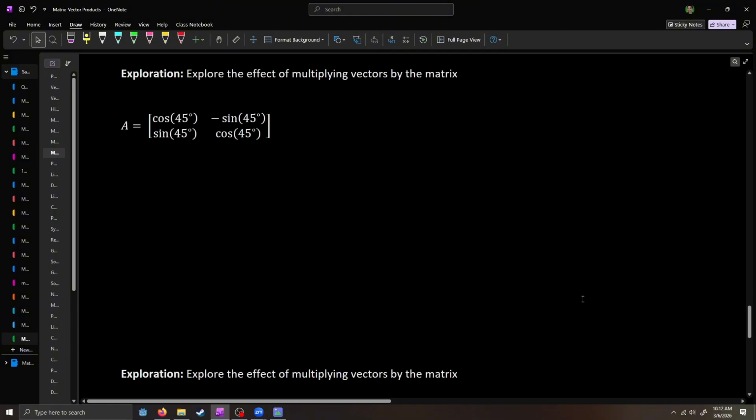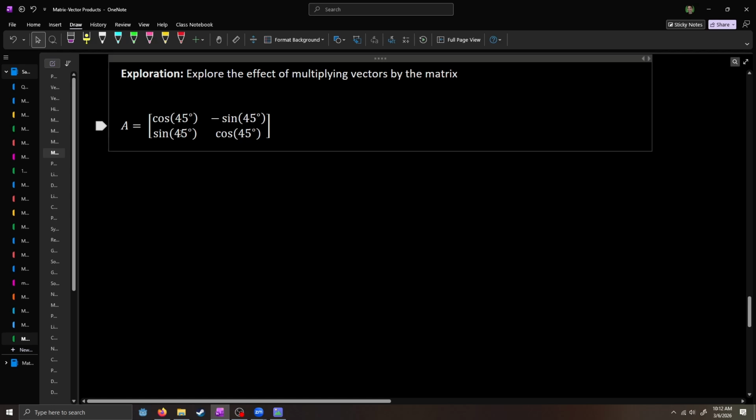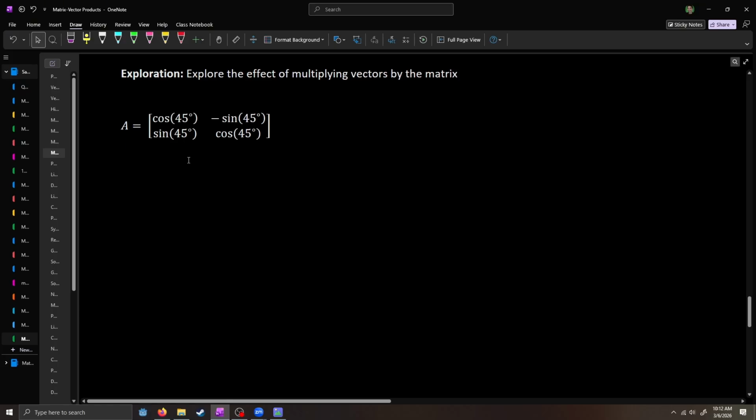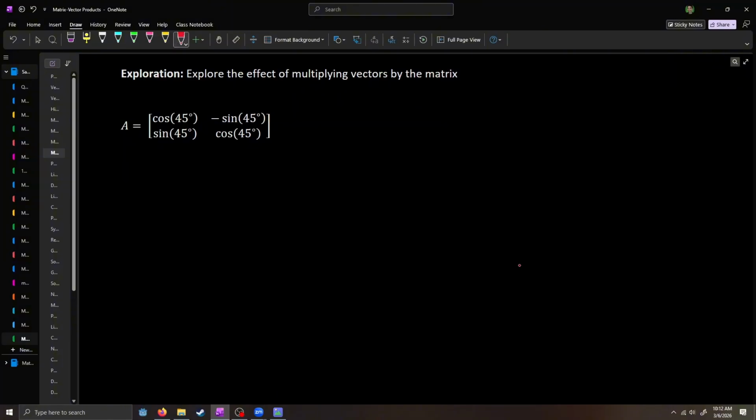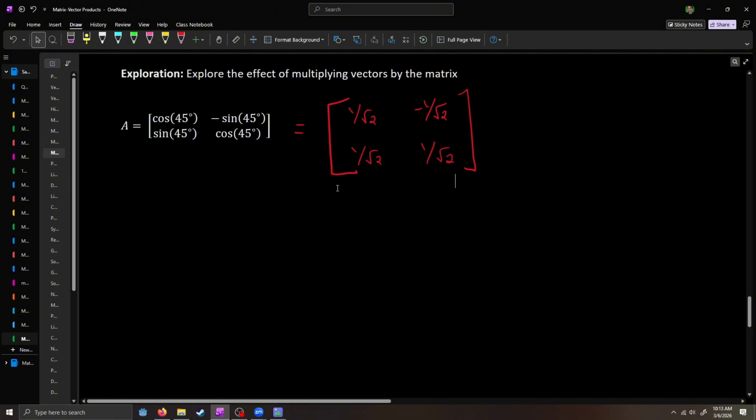Let's explore the effect of matrix multiplication by another matrix here. A equals cosine 45 degrees, negative sine of 45 degrees in the first row, and then in the second row, sine of 45 degrees positive, cosine of 45 degrees positive. Now, using the unit circle, you could also express this in the form 1 over root 2, negative 1 over root 2, and then moving to the next row, 1 over root 2, positive 1 over root 2. This would be equivalent to the matrix A that we were given in terms of these trig functions.